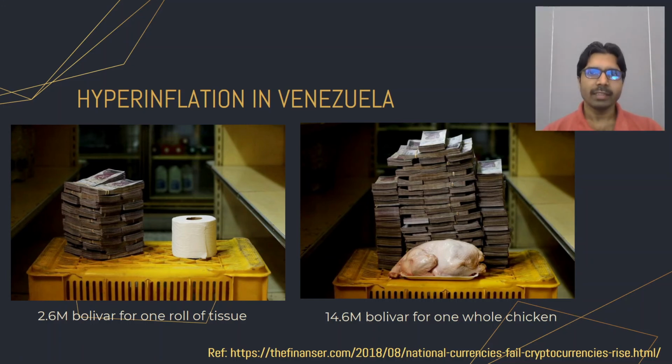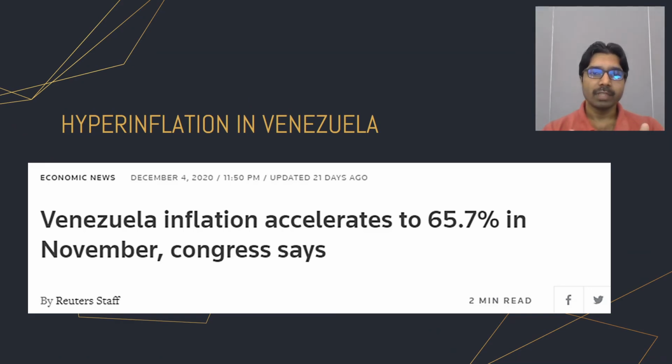So if you ask whether this problem can occur, I just showed you an example which took place in real life. And this is a news article by Reuters, where they reported that Venezuela inflation accelerates to 65.7% in November, which means that the value of their money is decreasing by 65.7%. I mean, this is very saddening. I wish our salary grew by 65.7%. But here, no matter how hard we work, the value of the money is decreasing year after year.